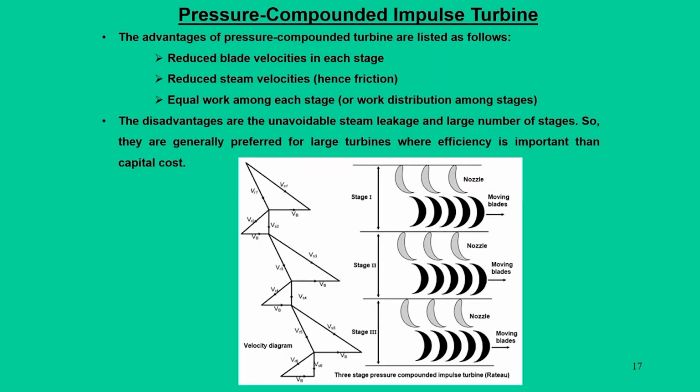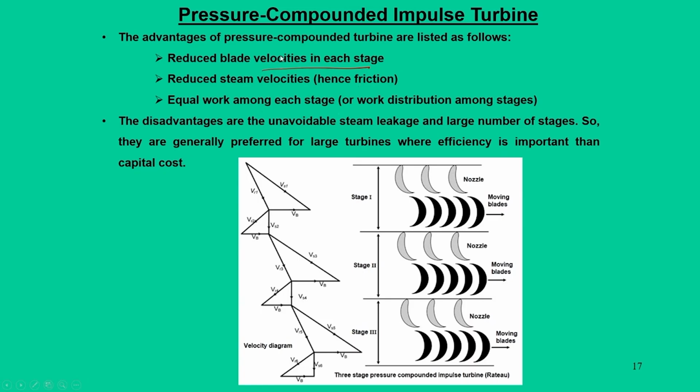And if you look at certain advantages, we have reduced blade velocity in each stage, because the nozzle for each moving blade will have a different entry velocity. There will be reduced steam velocities due to friction, and equal work among all stages.